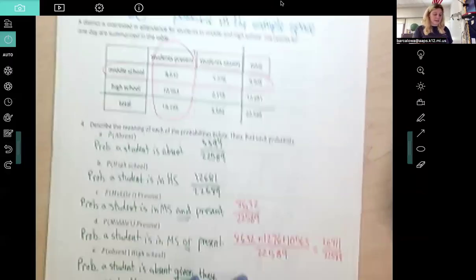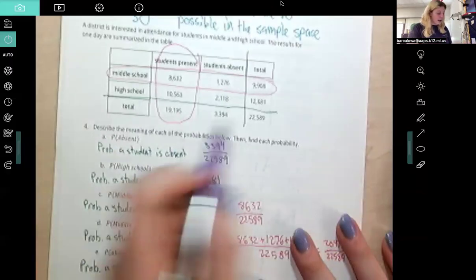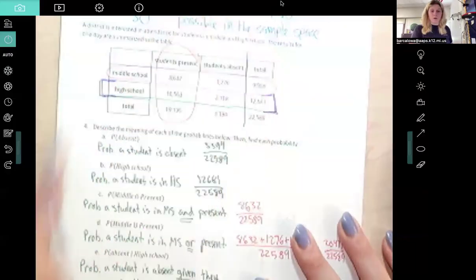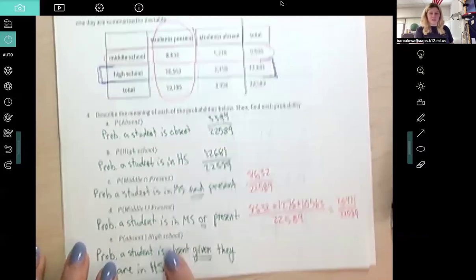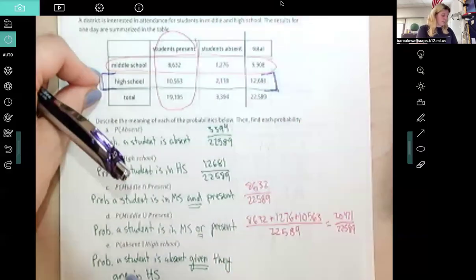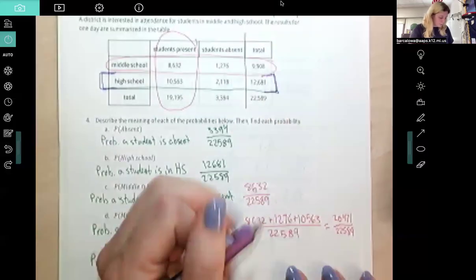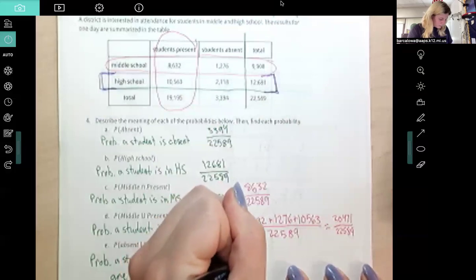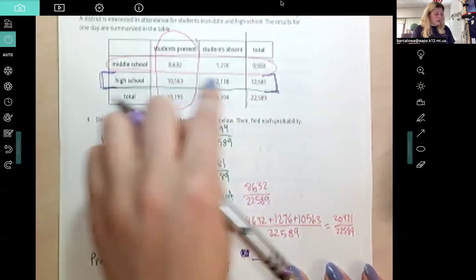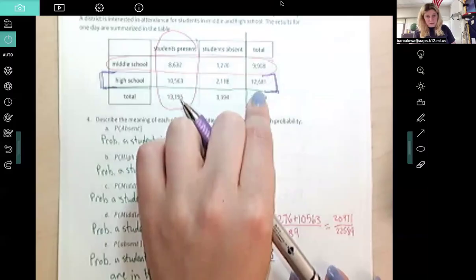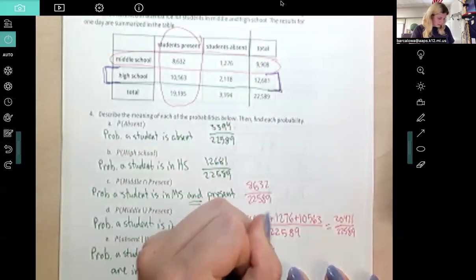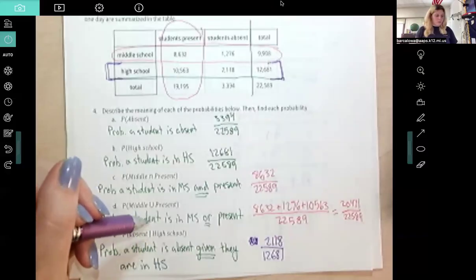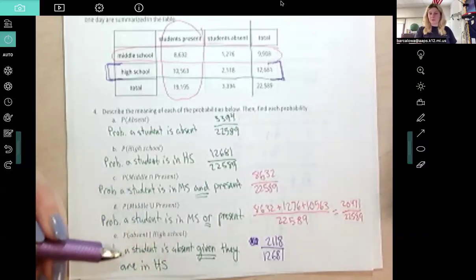I'm only looking at those high school students. So here, I'm restricting my view to just the high school row. That's what this given is doing. It's restricting your view. So the probability a student is absent, okay, well, that'll be the 2118 number out of the total high school students. 12681. I've been telling my students, I kind of think of this almost like the fraction bar, where the total amount of high school students should be your denominator.